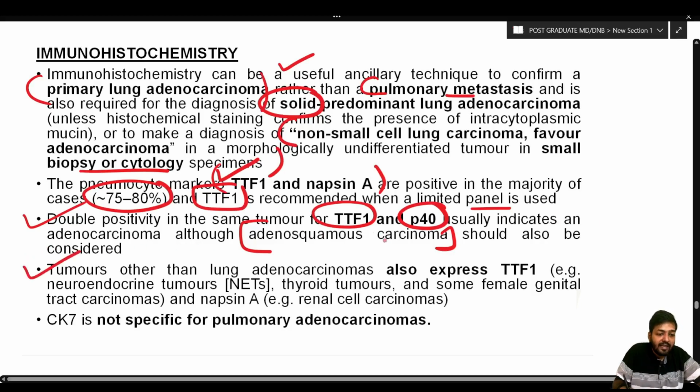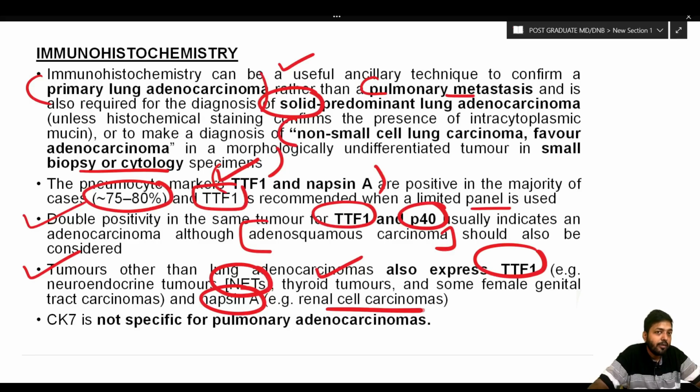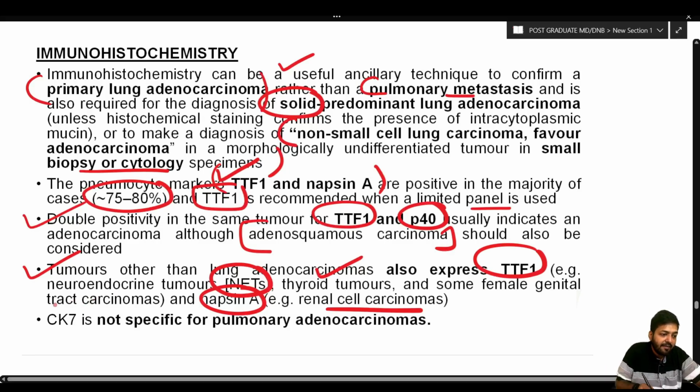Now tumors other than lung adenocarcinomas also express TTF1. For example, around 50 to 60% of neuroendocrine tumors are also TTF1 positive. Thyroid tumors are also TTF1 positive. Some female genital tract carcinomas are also TTF1 positive. Napsin is positive in renal cell carcinoma. So while you are interpreting them, you should always keep in mind that there are some other tumors which are also positive for them. CK7, as is given, is not a specific marker for pulmonary adenocarcinoma.